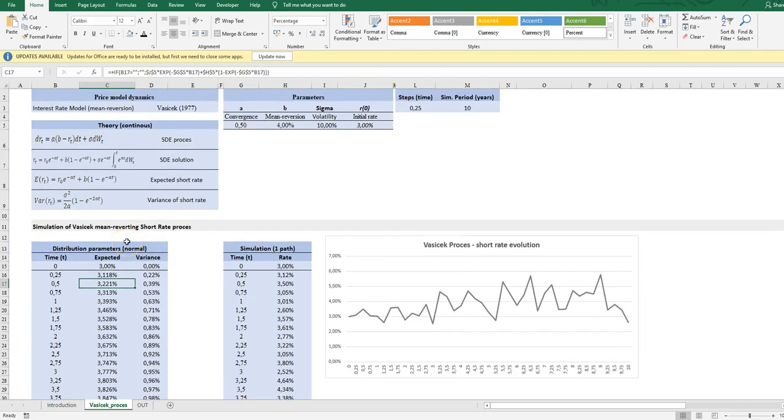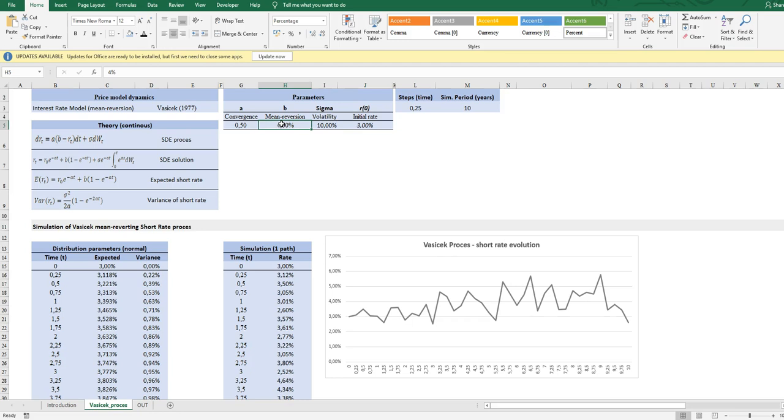So let's just try to simulate one stochastic path over 10 years with a quarter of a year a step, so 40 steps in total. We will use the following input for the model: 0.5 convergence, mean reversion level 4%, volatility 10%, and we kick off the process with a rate at 3%, today's rate.